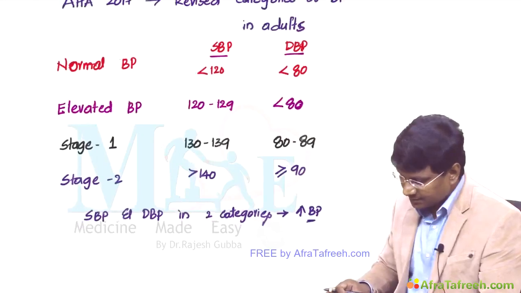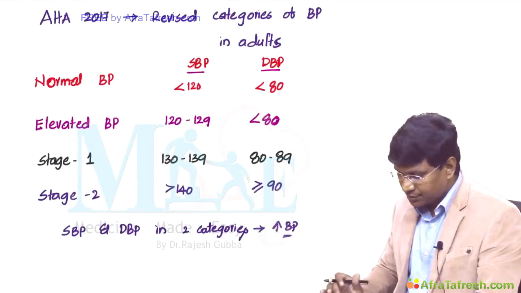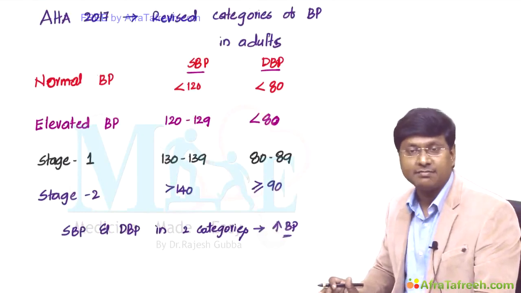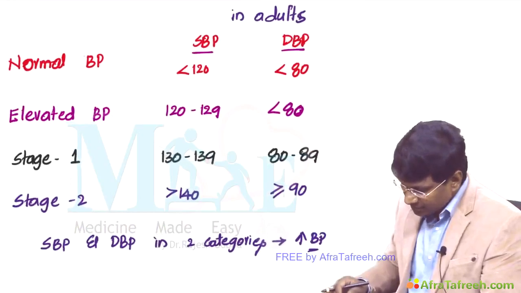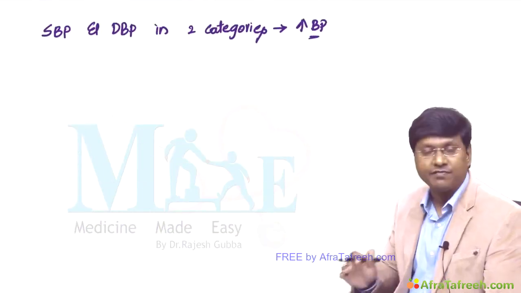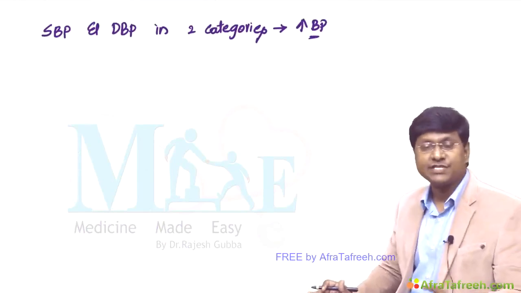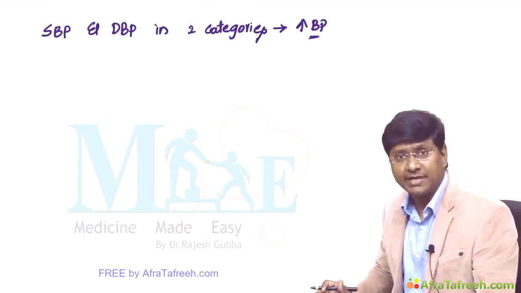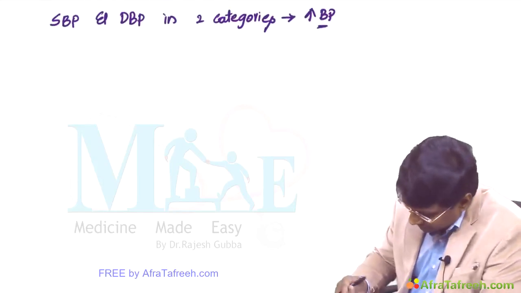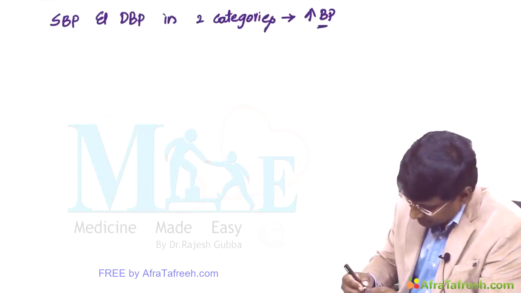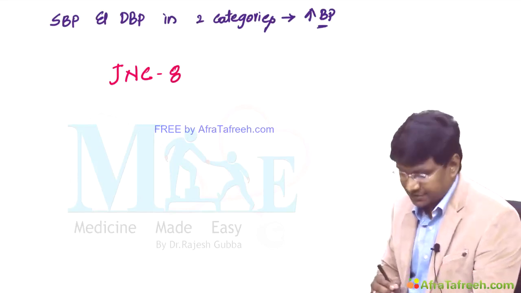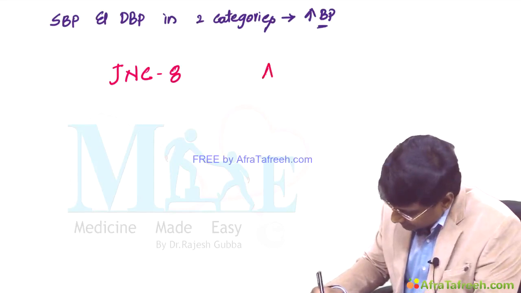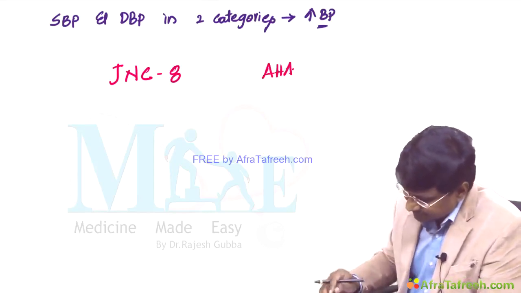So these are the cutoffs of the blood pressures according to the newer revised guidelines by the American Heart Association in the year 2017. Now, let me tell you a little comparison with the previous guidelines. The previous guidelines were JNC 8, that is Joint National Committee 8 guidelines. According to JNC 8, what was the cutoff of the blood pressures? I will compare JNC 8 with the American Heart Association, which are the newer guidelines.